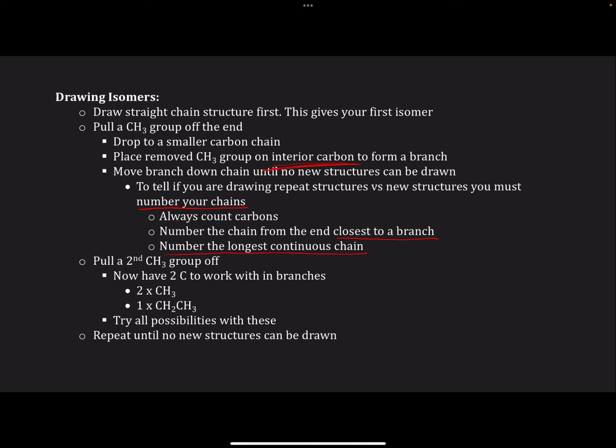And we want to try all of these possibilities. We're going to repeat this process, continuing to pull carbons off, continuing to move branches down the chains, until all possible structures have been drawn.